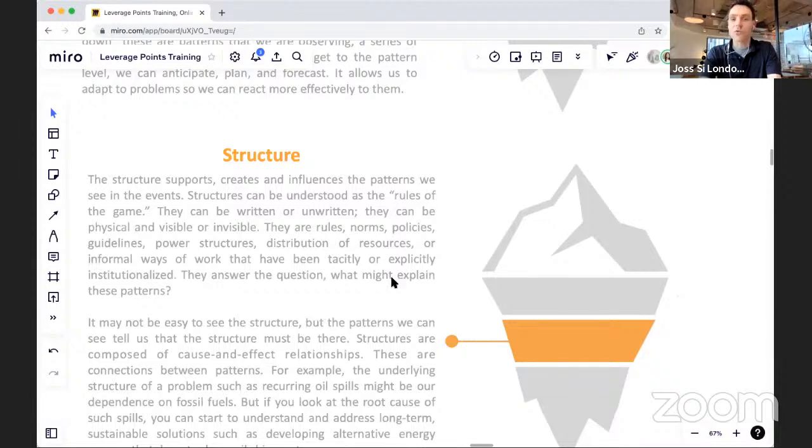They're the rules, norms, policies, guidelines, power structures, distribution of resources, or informal ways of work that have been tacitly or explicitly institutionalized. The answer to the question, what might explain these patterns? So it's also about information flow, the way information flows within that system.